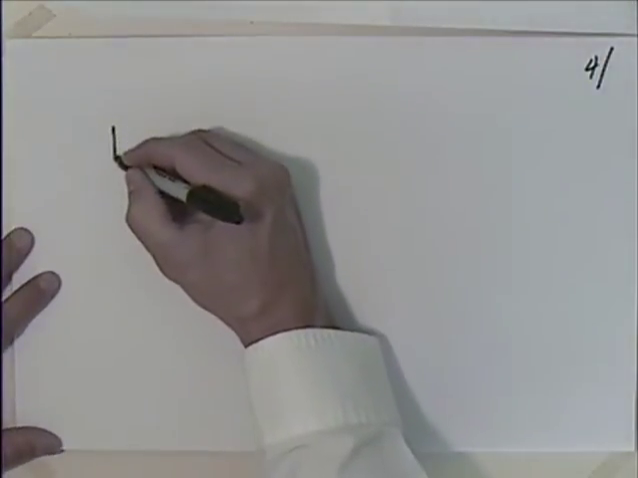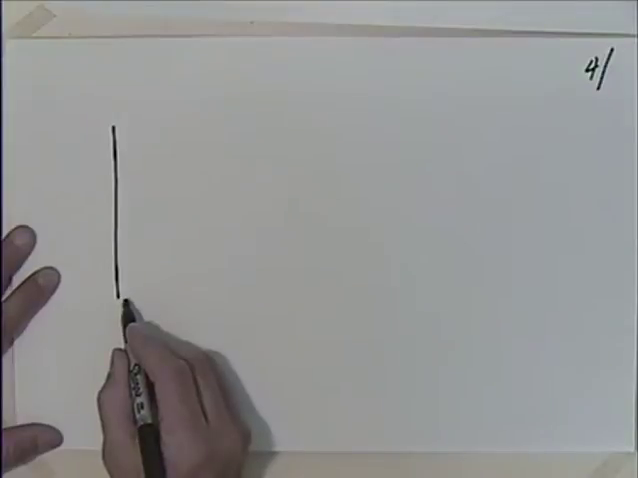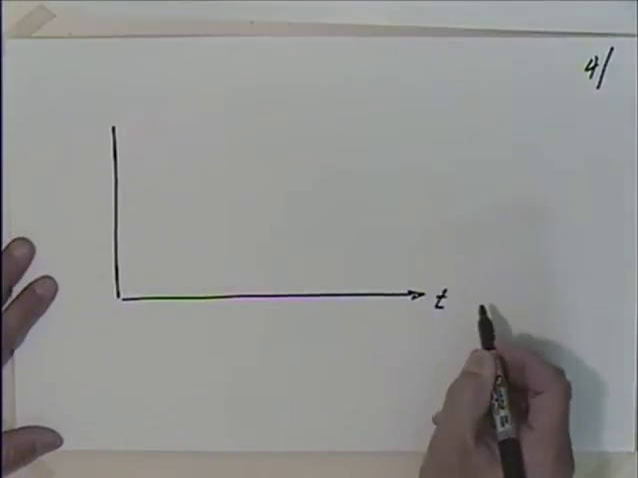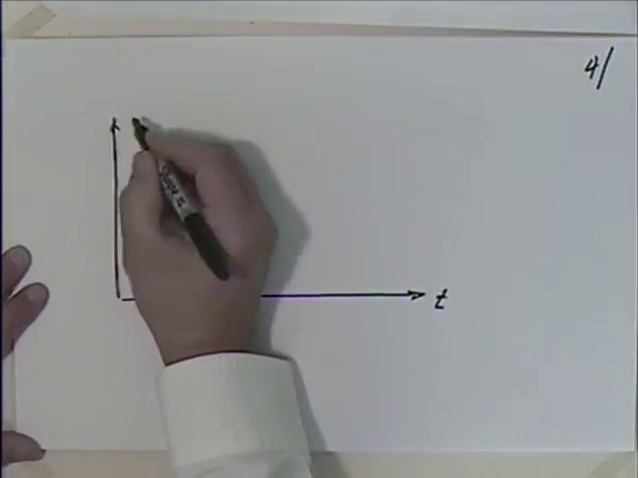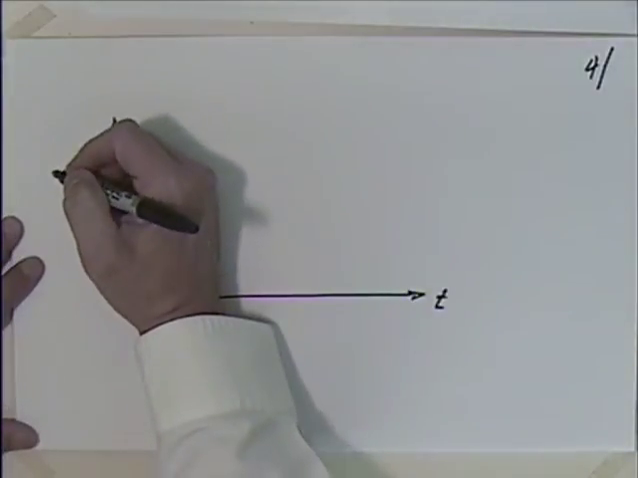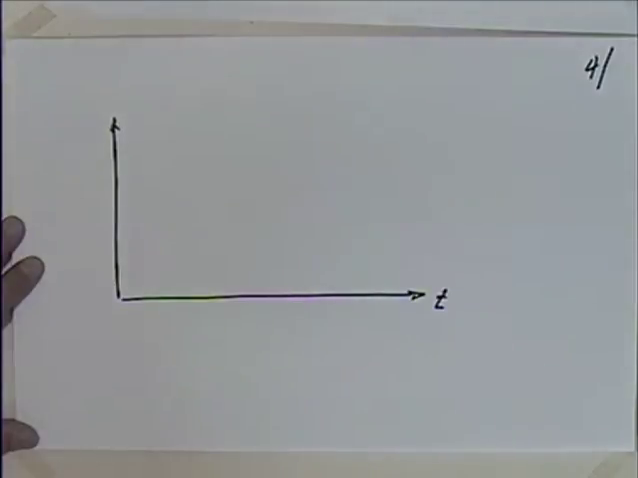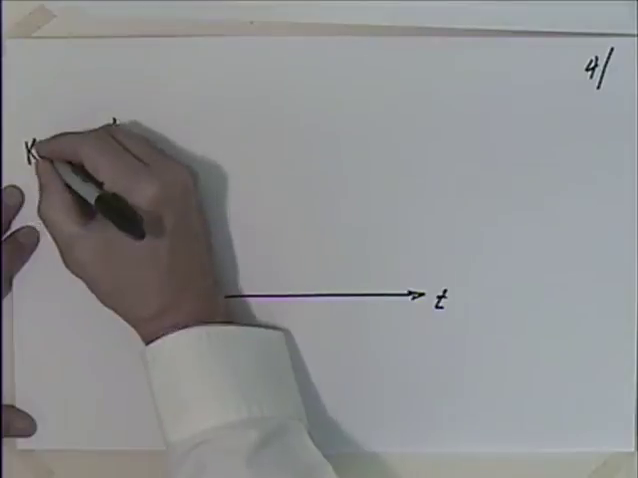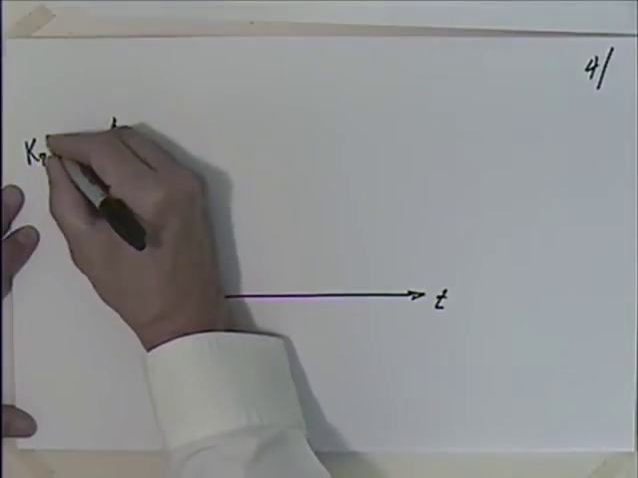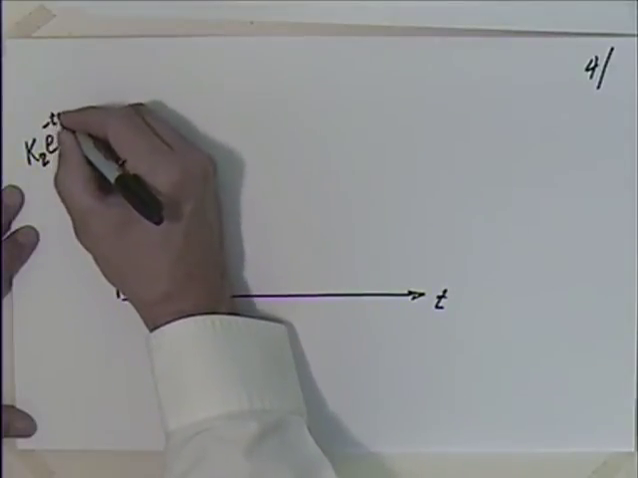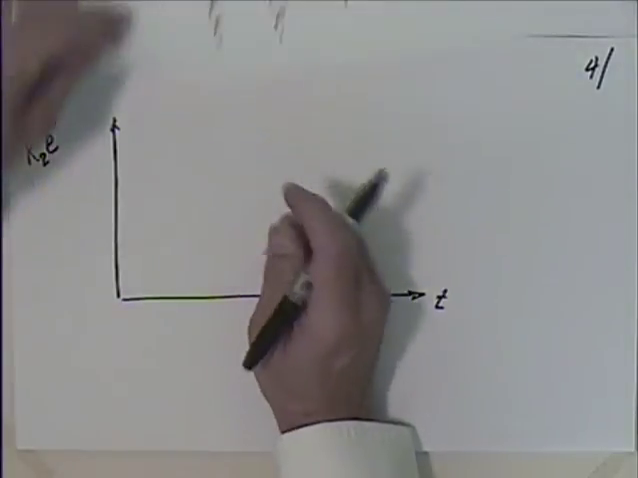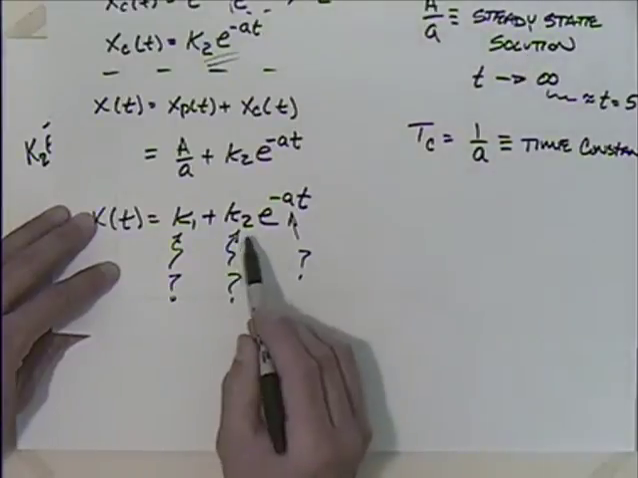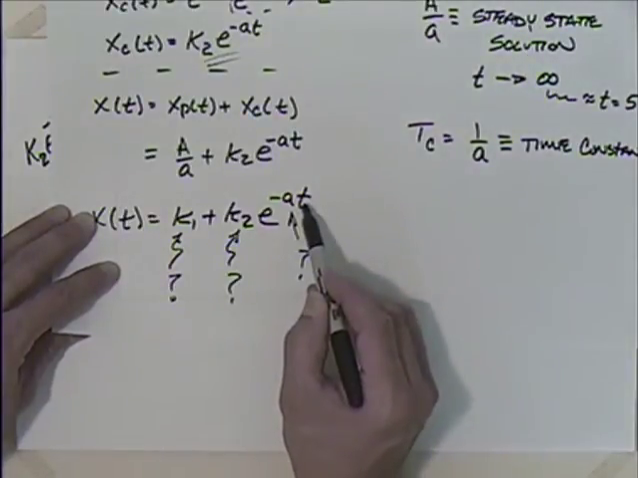So if I have a graph here with time on the horizontal, and I'm going to put my function over here. So I'm going to talk about K2 e to the minus t. We've got the steady state solution here. That's going to be a fixed value, and then this one's going to be changing. This is a function of time, right?